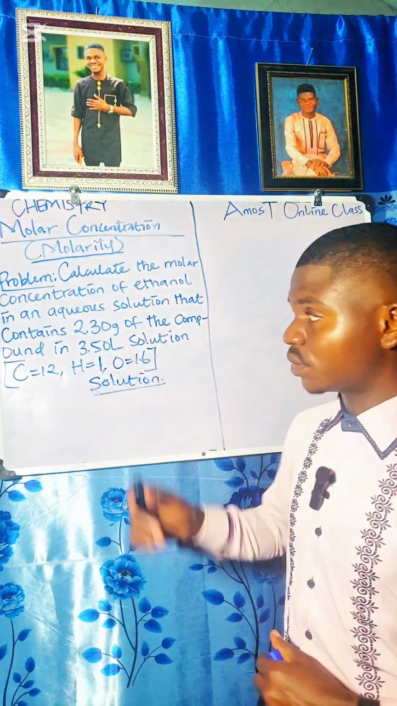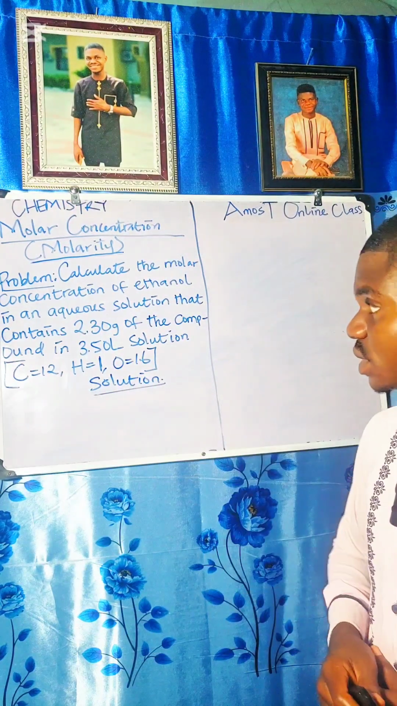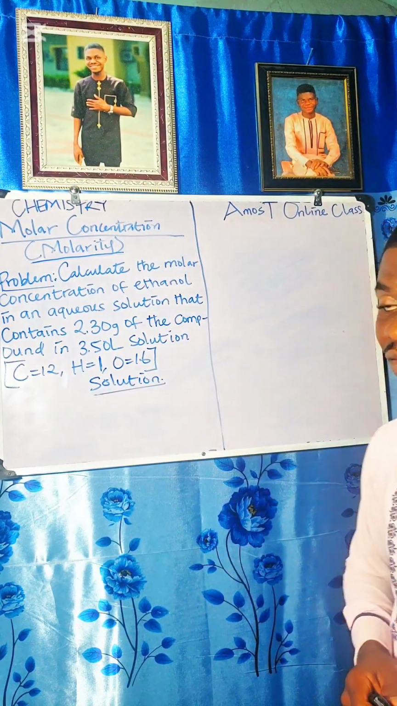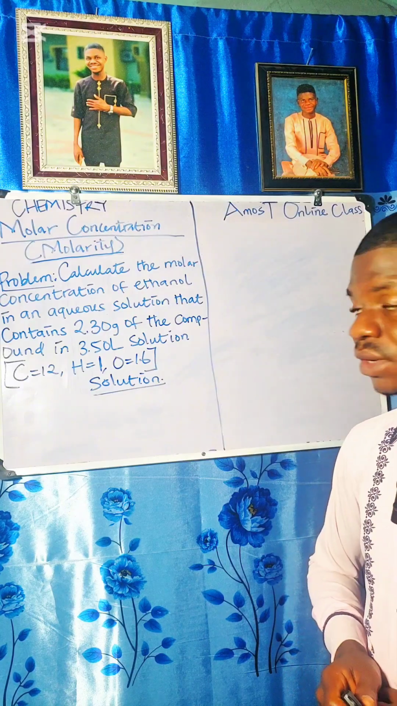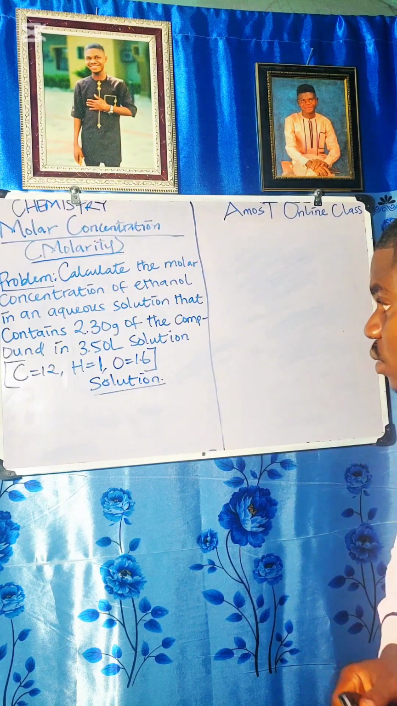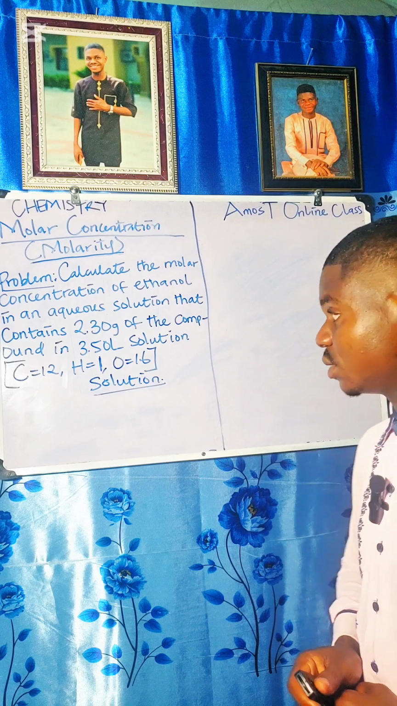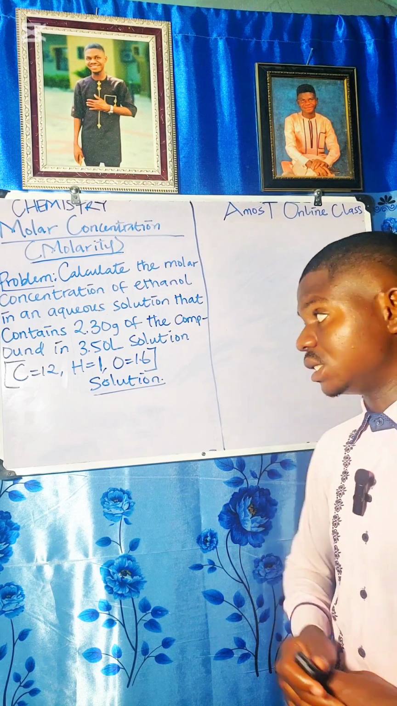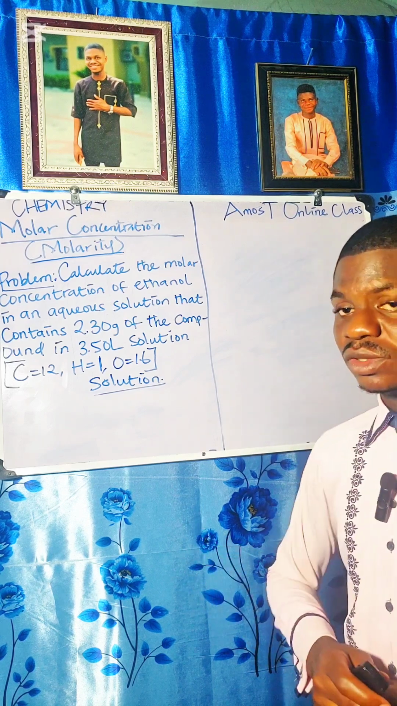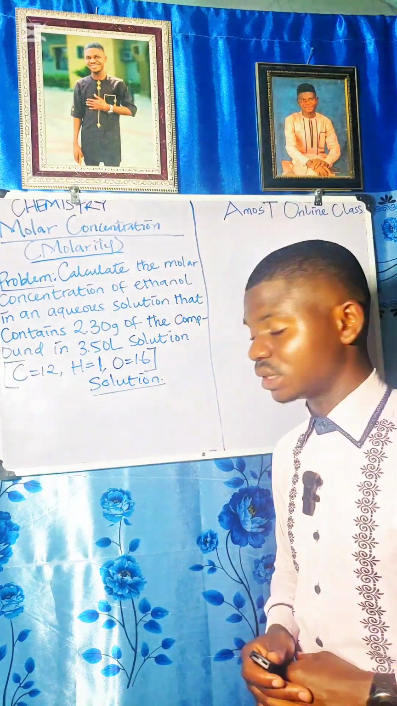We are discussing molar concentration and we have a problem. The question says calculate the molar concentration of ethanol in an aqueous solution that contains 2.30 gram of the compound in 3.50 liter solution. We should take carbon to be 12, hydrogen 1, and oxygen 16.